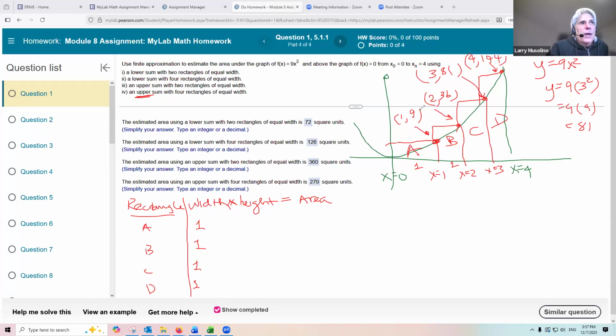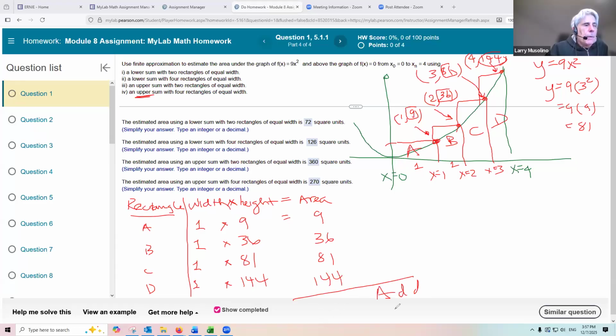We know the height of rectangle A, it's 9. The height of rectangle B is 36. Rectangle C's height is 81. And rectangle D's height is 144. Well, I'll just multiply the width times the height to get the area. So it's 9, 36, 81, 144. To get the total area, I'll add these together. And if you add these, I think these work out to be 270. So that's our estimate for the area under this curve.